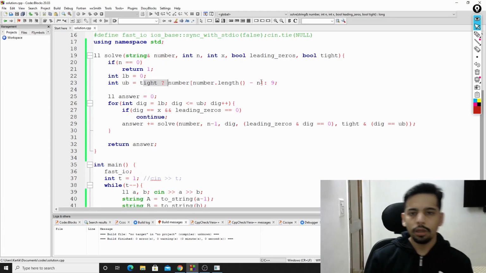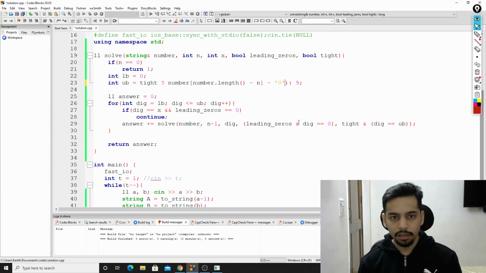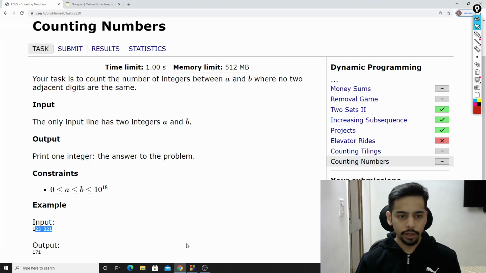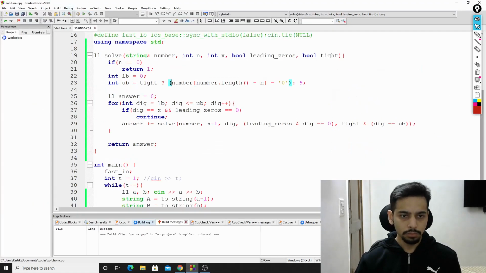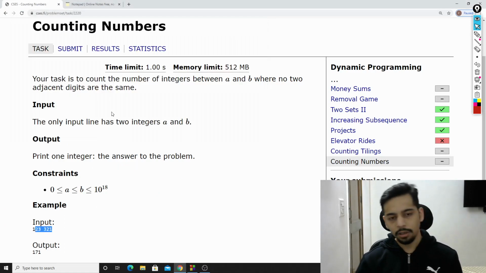Tight is okay. This was a character, right? It would become something, the ASCII code. It would generate the ASCII code instead of what I want. Yep, now the answer is correct.